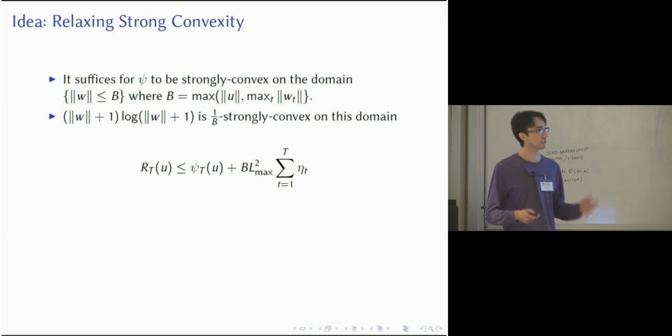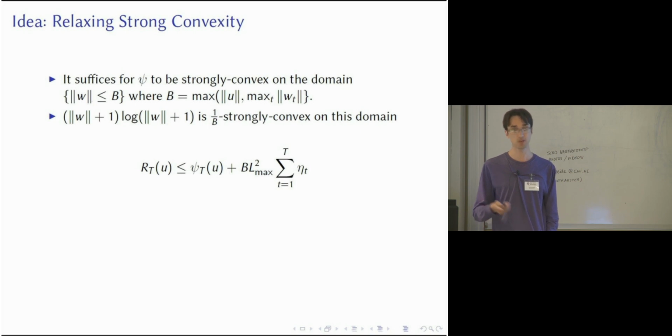I'm just going to sketch some of the ideas behind how you do this. The first observation is that you don't actually need the regularizer psi to be strongly convex everywhere. It suffices to consider just a ball that contains the comparison point u and all the points that have actually been explored during the operation of the algorithm. That's sort of an effective domain. And if the regularizer is strongly convex on that domain, then you can still apply this theorem. So the regularizer w times log w, effectively, you can add the plus ones to make it convex, is actually 1 over B strongly convex, and then you can just get this type of bound.